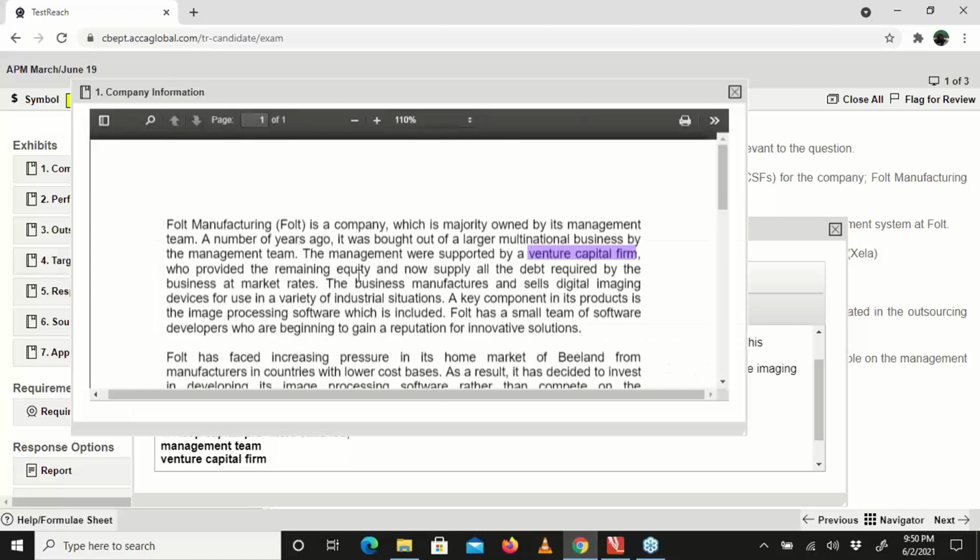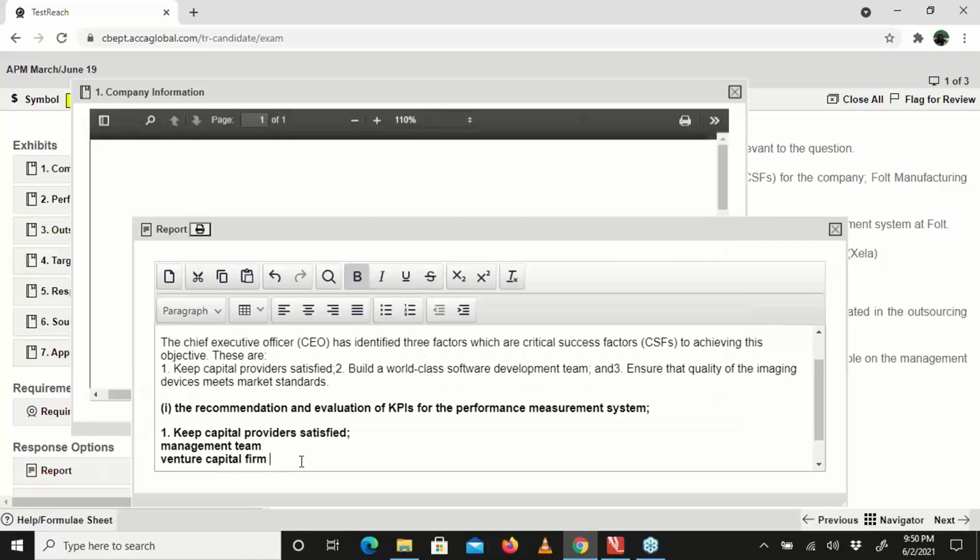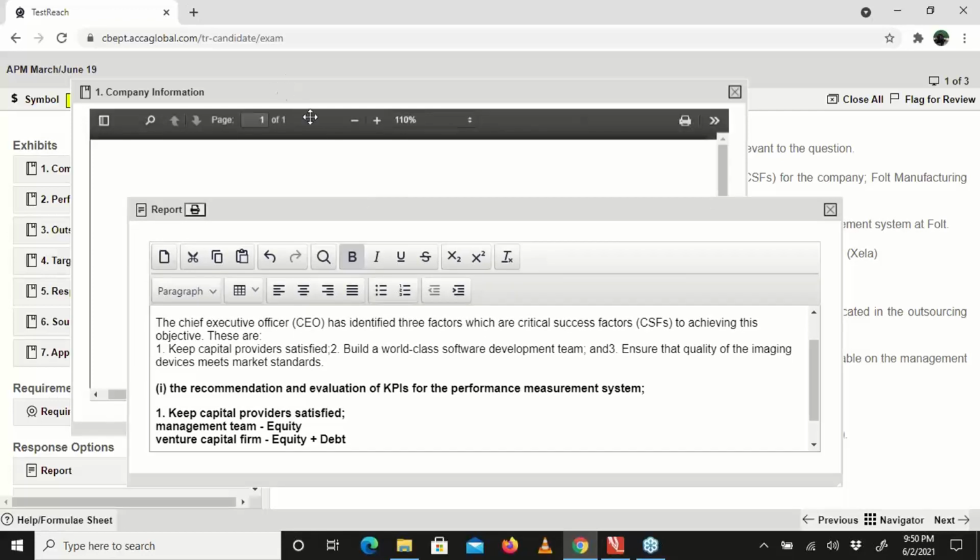And what actually happens is that the venture capital firm provided the remaining equity and now supplies all the debt required. So this firm provided equity plus they supplied debt, and the management team only supplied equity to the business. What am I doing? I'm just listing down the key information so that I'm ready for the answer.